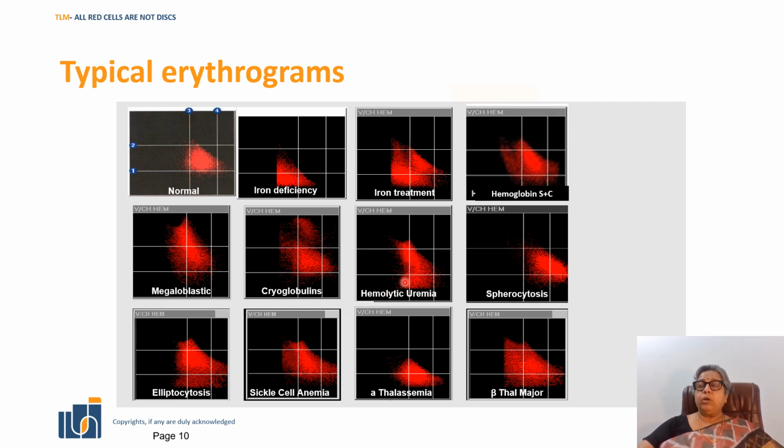HUS will give you some schistocytes, therefore there might be a move to the right, and it will give you microcytic spherocytes. Spherocytosis shows a movement to the right. Elliptocytosis will give a broad-based scatter. Sickle cell anemia also moves to the right. So when you have these erythrograms from your cell counter, you'll be able to give your diagnosis faster, and the correlation level is more objective than subjective.